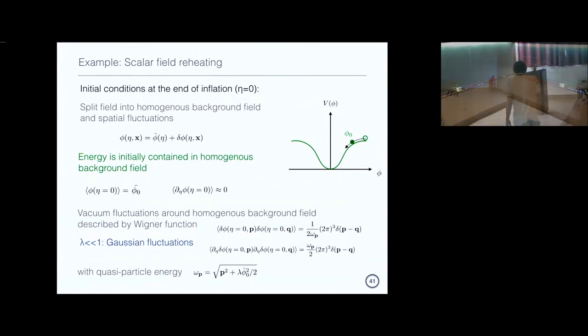As I told you, to realize this period of inflation, the scalar field, the inflaton field, needs to have a large potential energy. So typically, it is sitting here, say, on the top of its potential. We call it hilltop inflation, I think. And then what happens is that at the end of inflation, this thing will start to roll down.